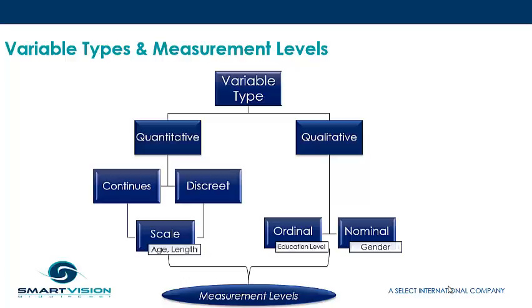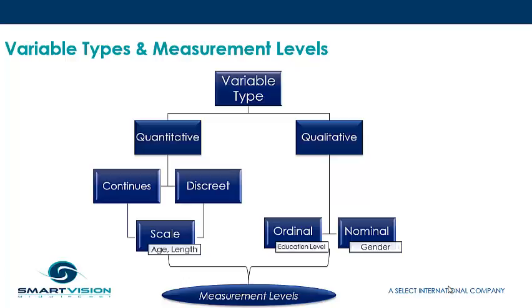A variable is a question which can have more than one answer. For example, when asking a group of people the same question, such as, how old are you? They will all reply to the same question, but with different answers.